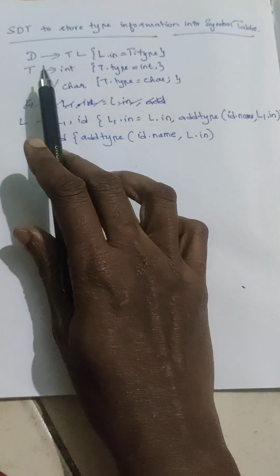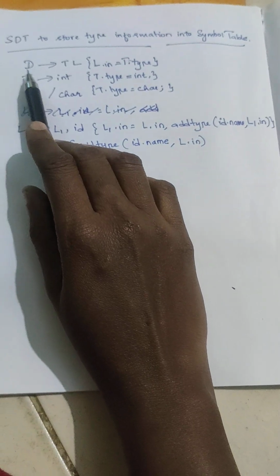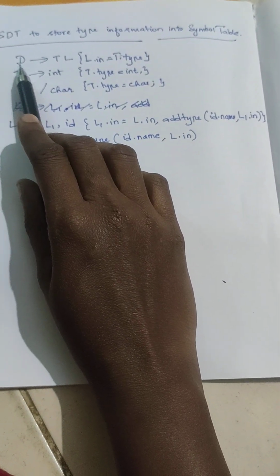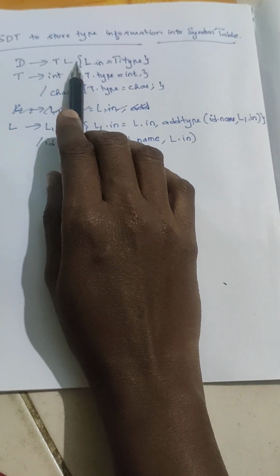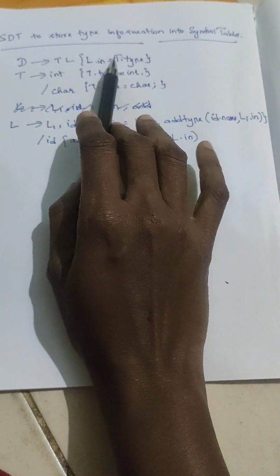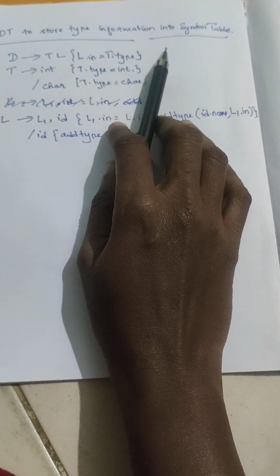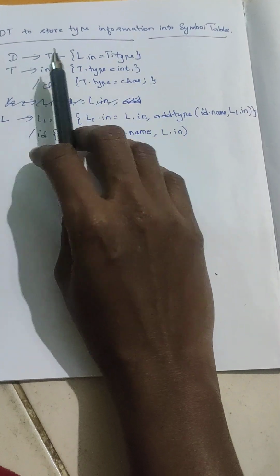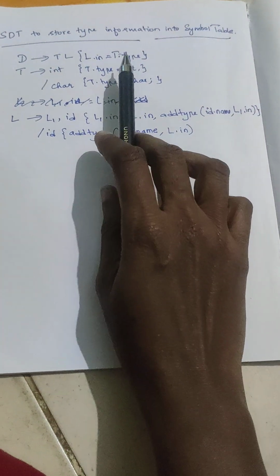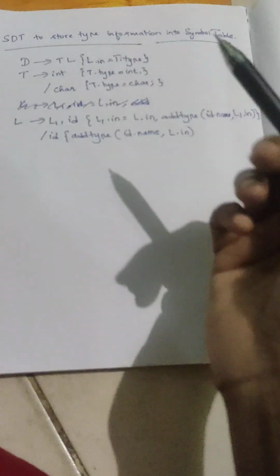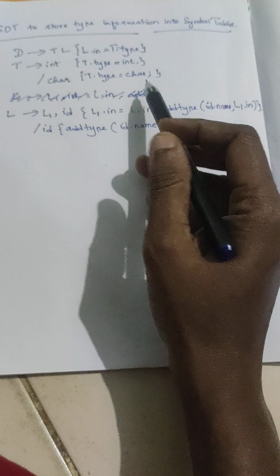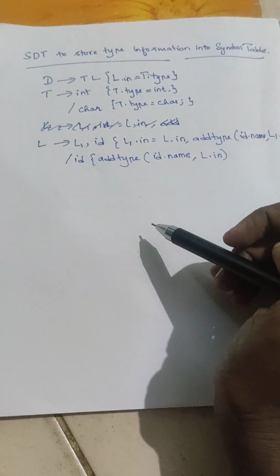If you see, we can't just assume that the SDT on the right hand side should directly project the production given. For example, here D is derived as T and L. So we can't say in the SDT that D should take the value from T and L. It's not like that. The SDT is defined for the purpose of us. So what we need to implement, that we are giving as the SDT.